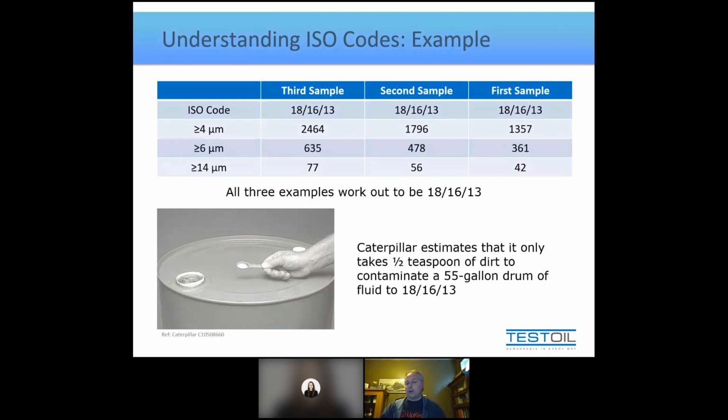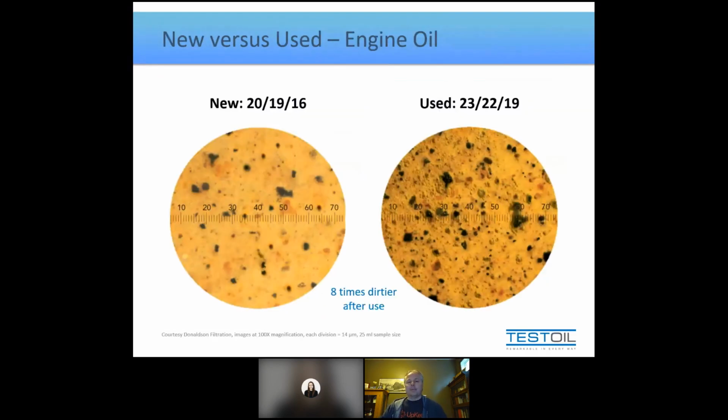So just to make sure I make this point really, really clear, let me show you an example. On the left, we have 20/19/16 new oil, and that's what a small volume of it would look like under a microscope. On the right, though, we've got used engine oil. Now, if I told you used engine oil was dirty, you probably wouldn't think you're learning much because you would have said, I already knew that. What I'm trying to show you is mathematically how much dirtier it is.